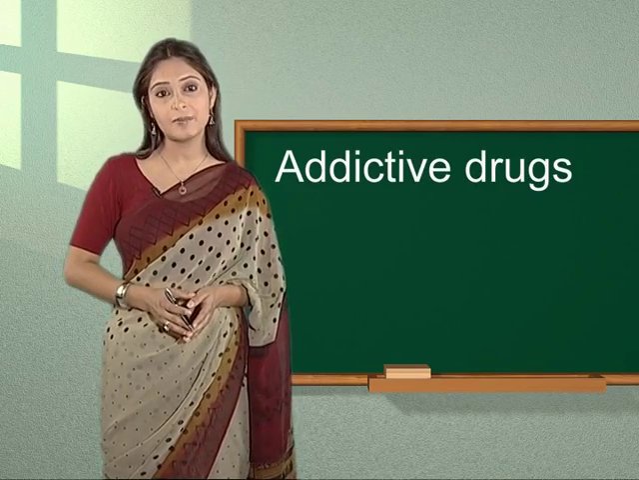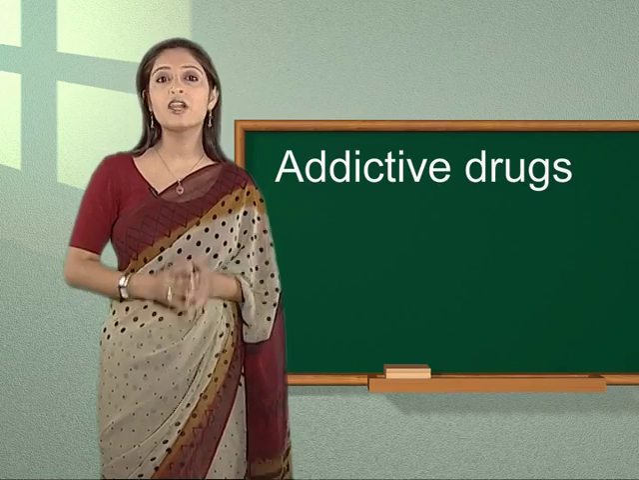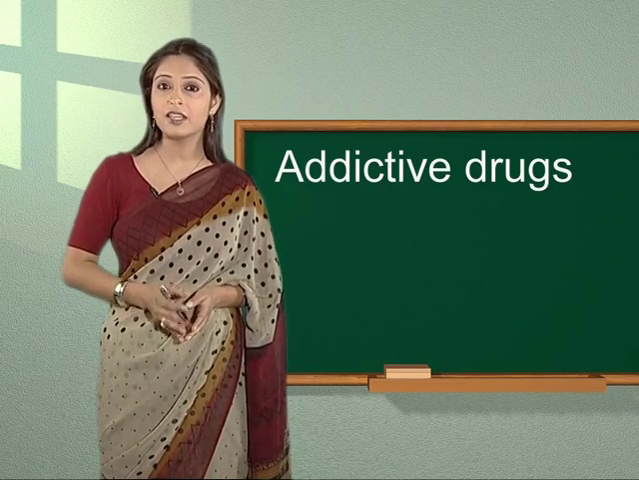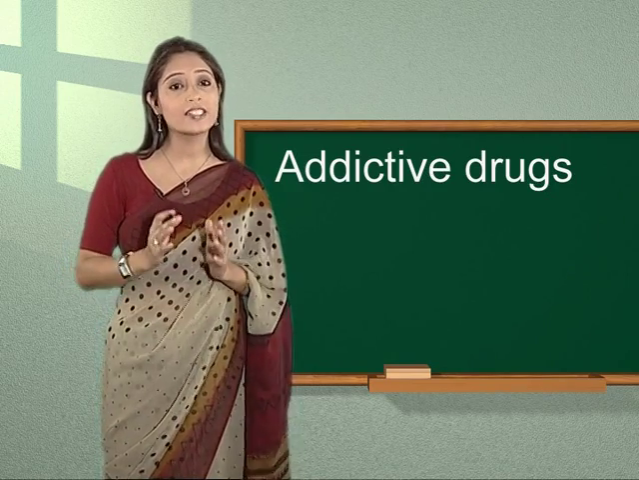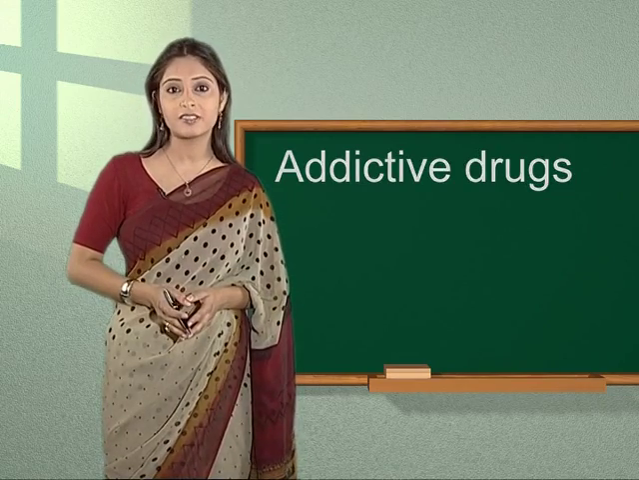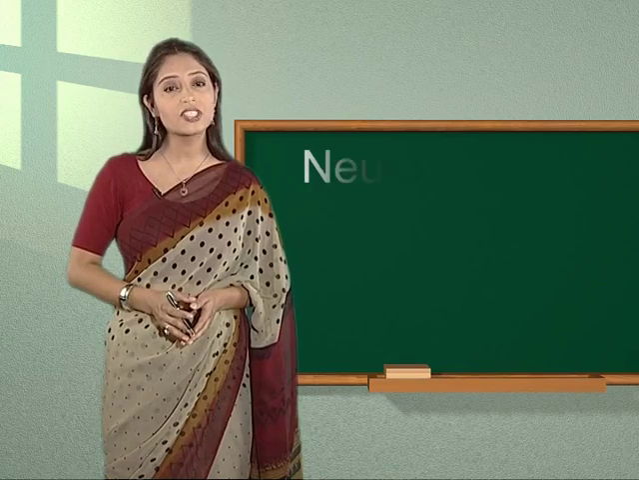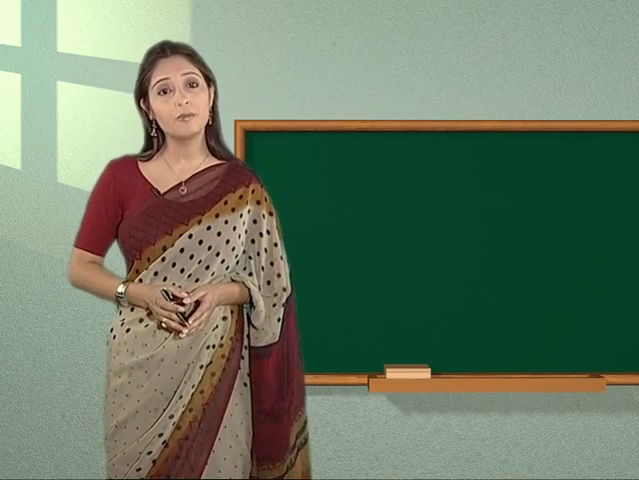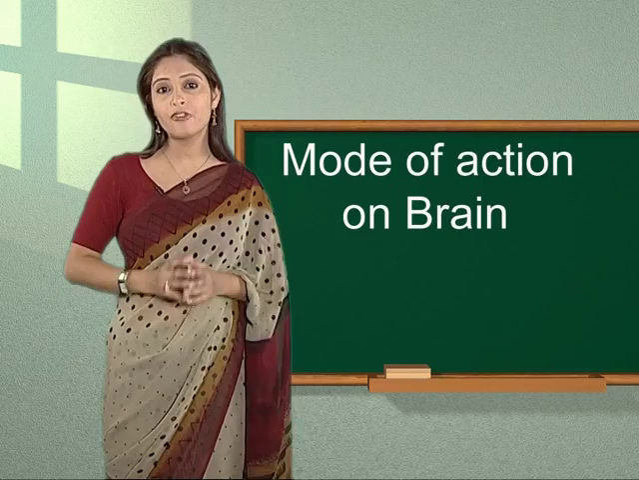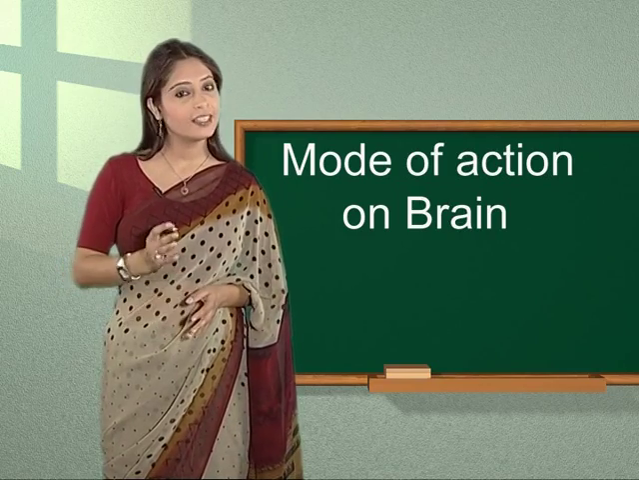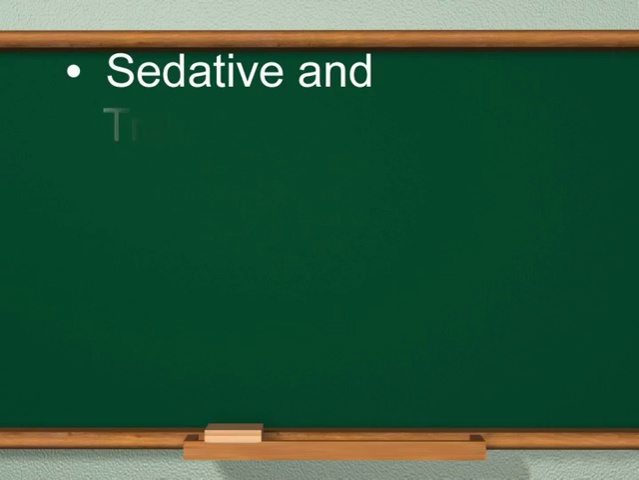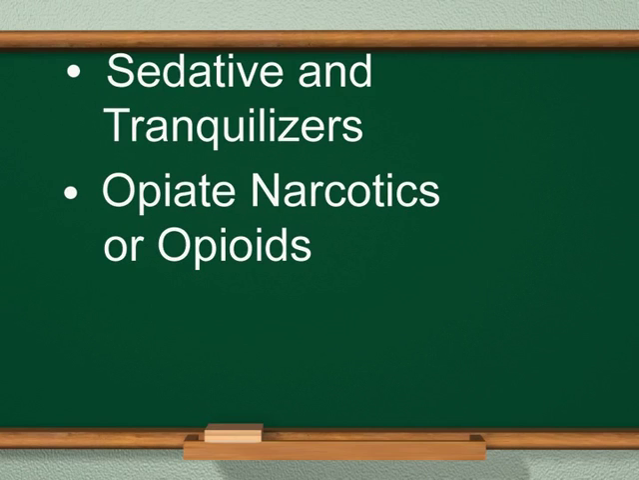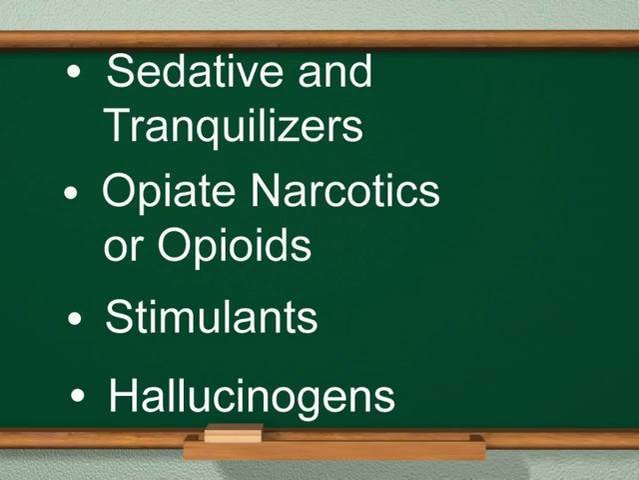Addictive drugs are those chemical substances which, when consumed, modify the biological, psychological, or social behavior of the user through inhibiting, enhancing, or disturbing functions of body and mind. These are also known as neurological drugs, as they influence the nervous system. On the basis of their mode of action on the brain, addictive drugs are divided into 4 categories. These are sedatives and tranquilizers, opiate narcotics or opioids, stimulants, and hallucinogens.